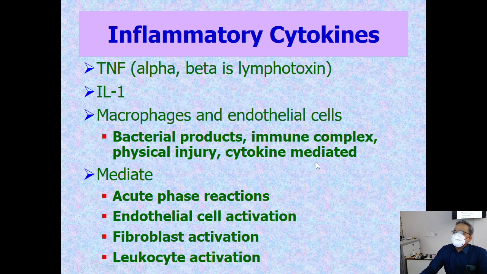They are stimulated by the presence of these bacterial products, immune complex, physical injury, or other cytokines which activate the endothelial cells. And once they are released, they not only potentiate other macrophages and endothelial cells, but they cause these acute phase reactions. Endothelial cell activation, fibroblast activation, leukocyte activation, all of these they do.